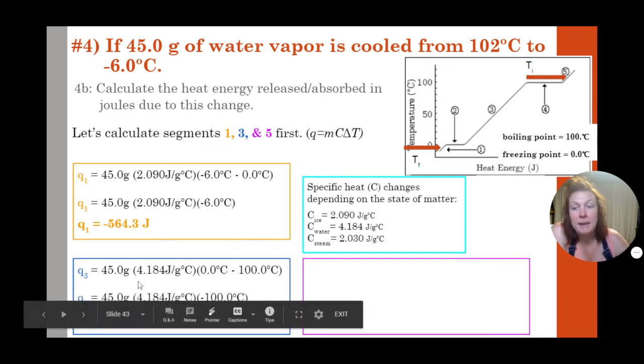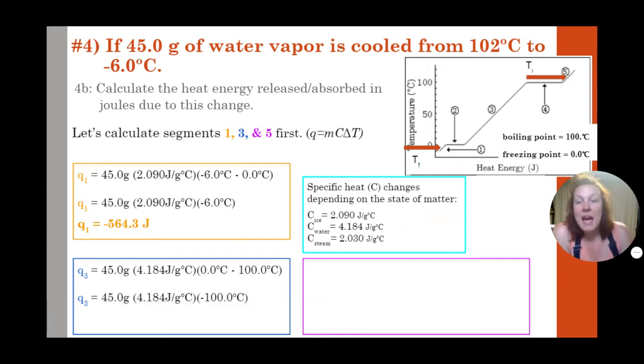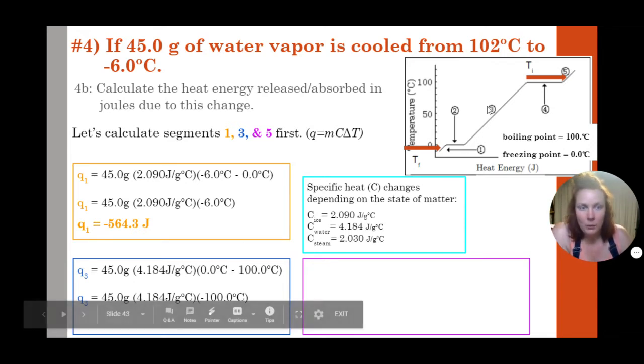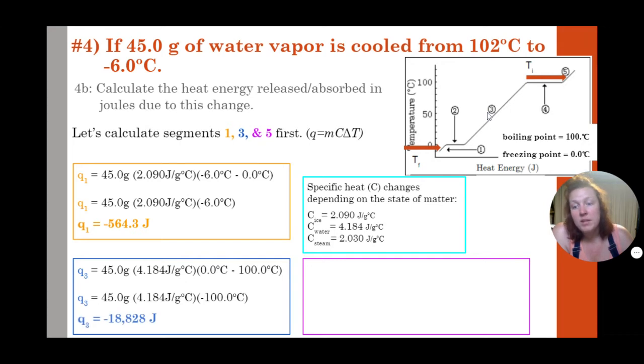You'll also notice that my specific heat is back to quote unquote normal, but that normal is the specific heat for specifically liquid water. So we have to use liquid water because we know that substances that are in segment 3 are in fact liquid. Multiply those values together and we end up with -18,828 joules.